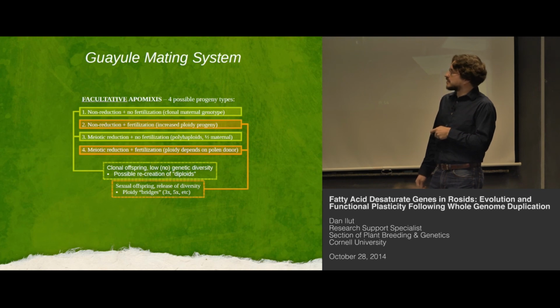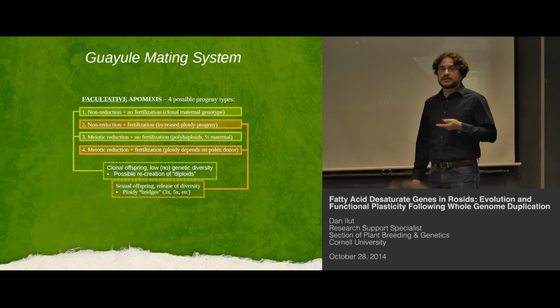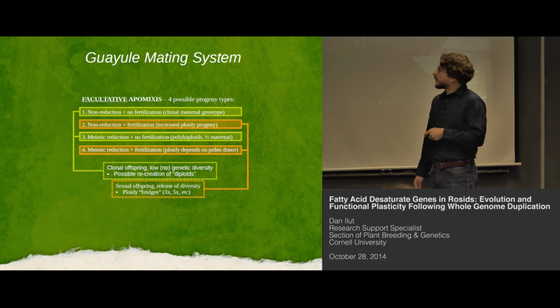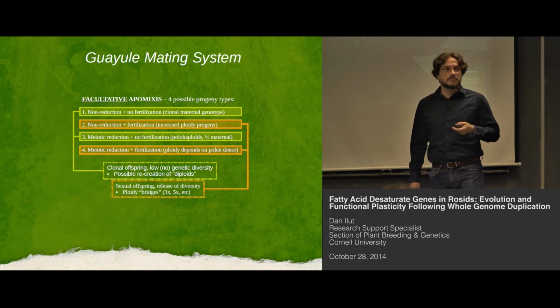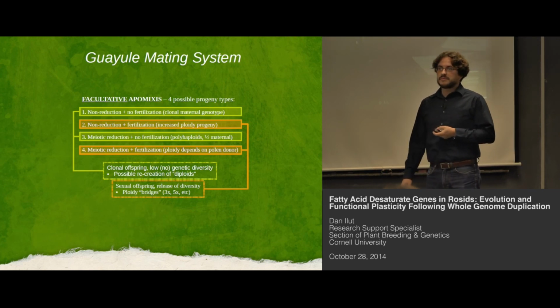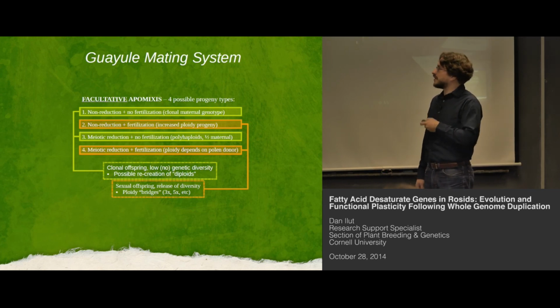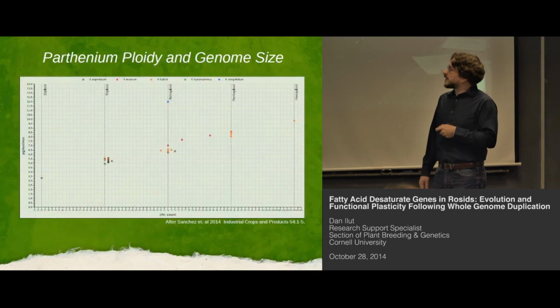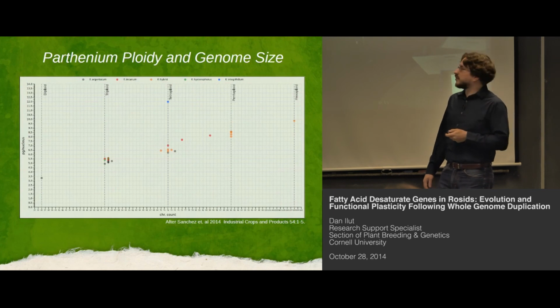In fact, in both cases, the ploidy change depends on the pollen donor. The pollen is always reduced. So you have clonal offspring with little genetic diversity from 2 of the cases, sexual offspring, ploidy bridges. It's a mess. This all happens at the same time in the same population, and sometimes across species in Parthenium. So because of that, because of the ploidy variability, the ploidy and the genome size vary.